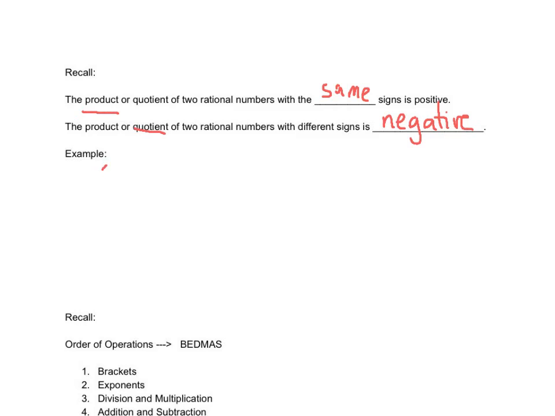Say an example is negative 3 times negative 7. Well, we look at the signs, they're both negative. That means that the answer is going to be positive. Then you figure out what the numerical part of the answer is. 3 times 7 is 21. So positive 21.